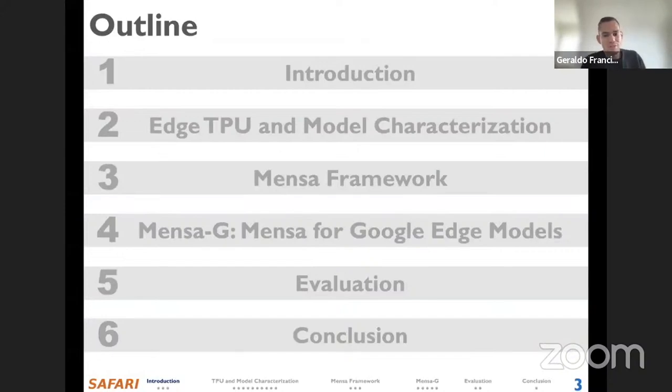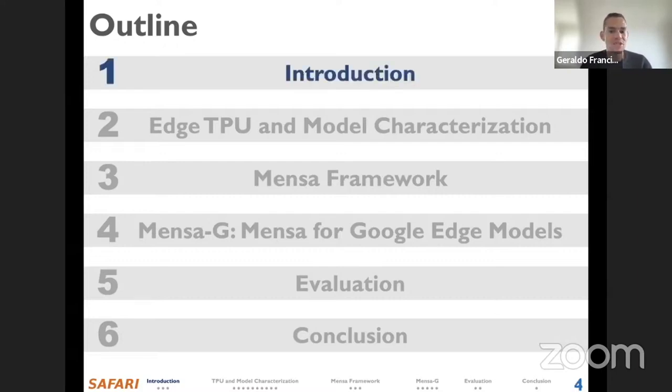First, I'm going to give a brief introduction of edge accelerators and machine learning models. Then I'm going to give our extensive analysis of the Edge TPU and also of the machine learning models. Then describe the Mensa framework, describe our design and implementation of the Mensa framework for the Google Edge models, then evaluation and conclusion. Feel free to ask any question in the YouTube chat. I'll be glad to take them.